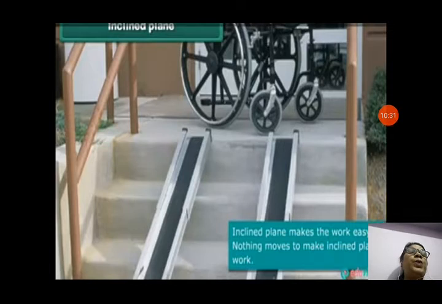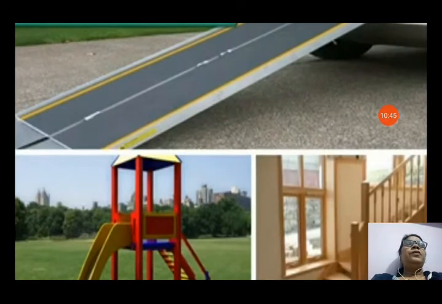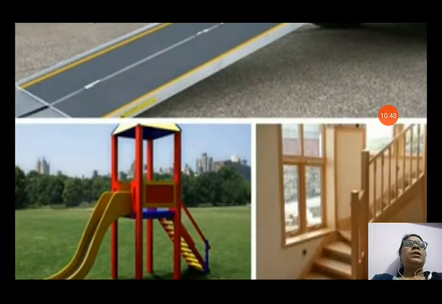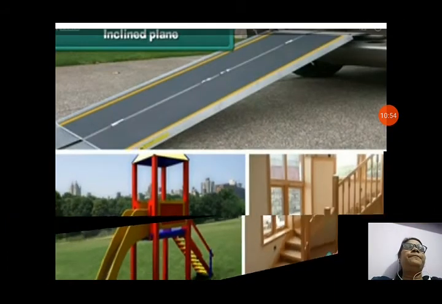Nothing moves to make an inclined plane work. There is no movement in the inclined plane. It is just a plane over which we give less effort to move any object. Now you can see different types of planes. There is a ramp, slide and stairs. These are all examples of inclined plane.